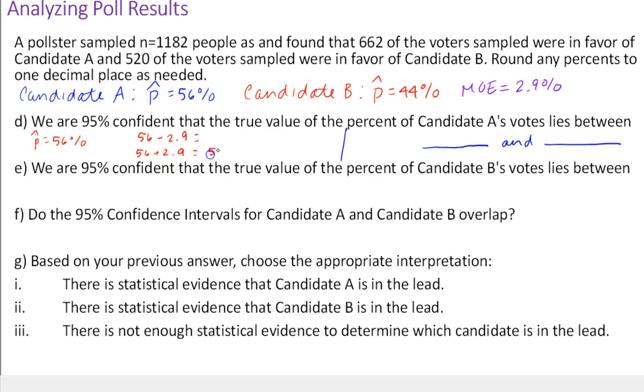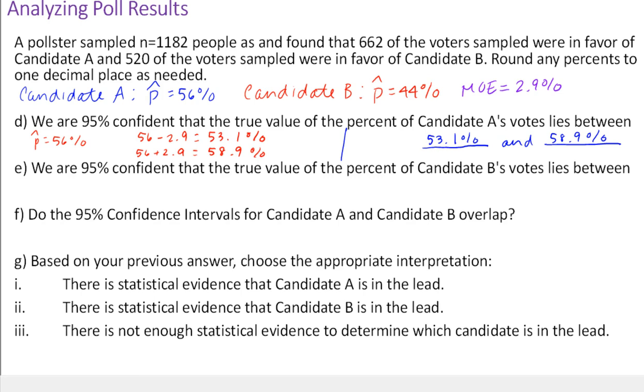Now let's do these in our head and you can check them on the calculator. Adding 2.9 is 58.9%. 56, if we subtract 3, that would be 53, so it'll be 53.1%. So that means candidate A's, let's put this in candidate A's colors, we are 95% confident that the true value of the percent of candidate A's votes lie between 53.1% and 58.9%.